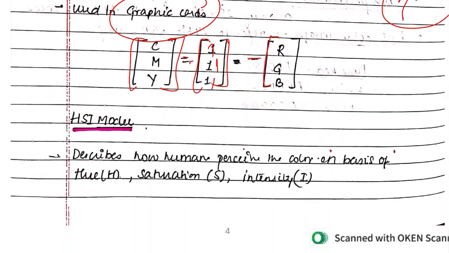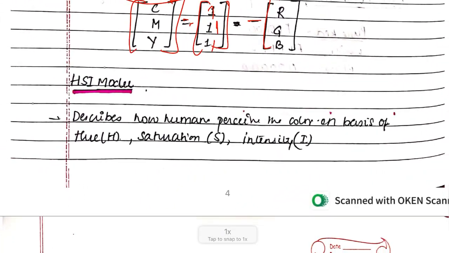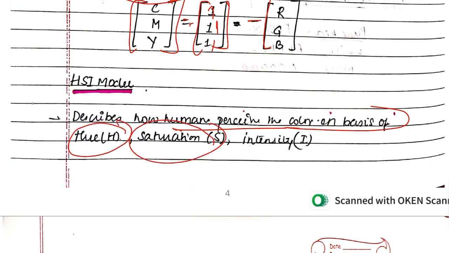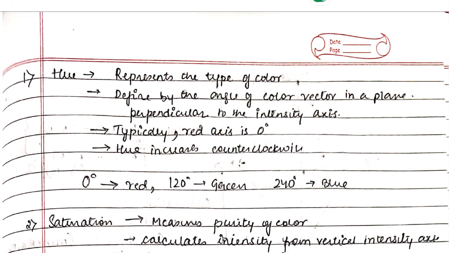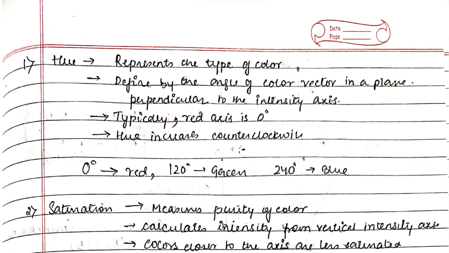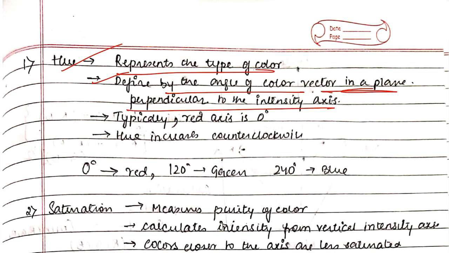Next is your HSI model. The HSI model mainly describes how humans perceive color on the basis of hue, saturation, as well as intensity. So based on intensity, saturation, and hue, how are you trying to describe an HSI model? So what is hue first? Hue mainly represents the type of the color, what type of color you are using, and also defines the angle of the color vector in a plane perpendicular to the intensity axis.